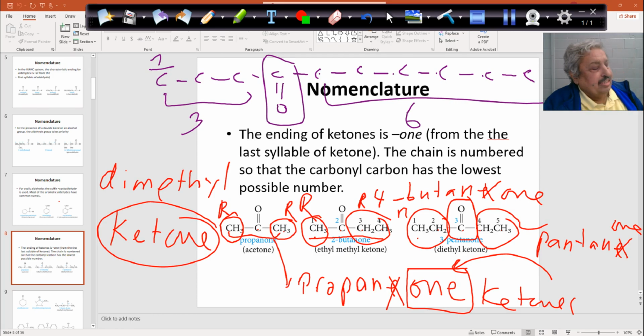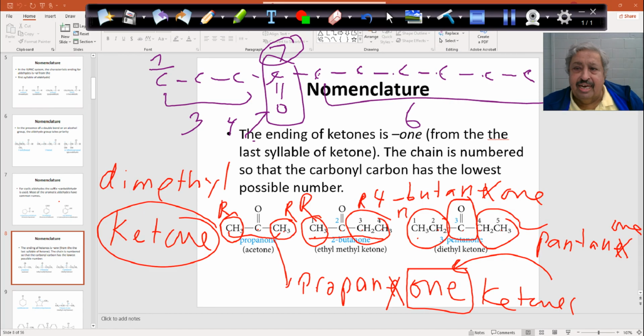So that's different. The aldehyde group is always number 1, but for the keto group, always try to minimize its numbering. Don't take the whole long chain and say 1, 2, 3, 4, 5, 6, 7, and 7 is your keto group. No, that's too long. Number 4 will be your keto group. That's a ketone with the keto group at number 4. Are you following me here? Always minimize the number of the keto group.